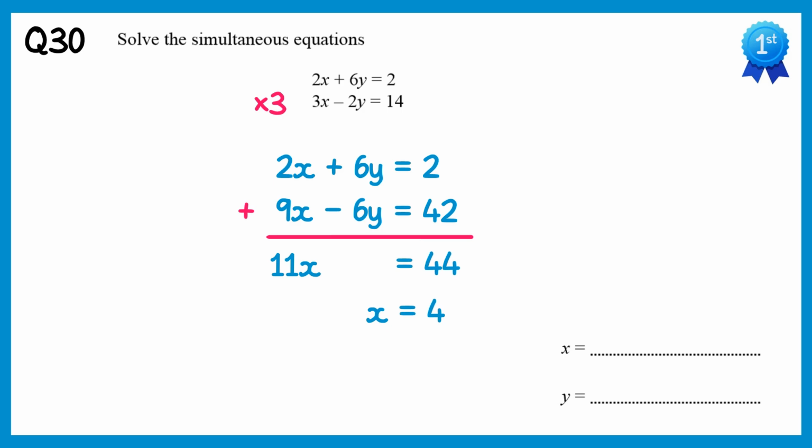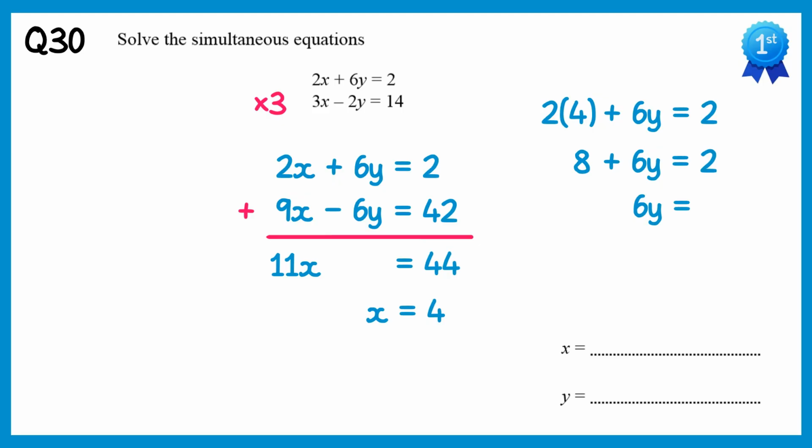We then pick one of the equations to write out again but substitute x in. I'm going for the first one. So I'm going to substitute x for 4, so it's 2 lots of 4 plus 6y equals 2. 2 lots of 4 is 8, so we have 8 plus 6y equals 2. If we subtract 8 from both sides, we get 6y. 2 take away 8 is negative 6, in which case y is negative 1. So the answers are x equals 4 and y is negative 1.